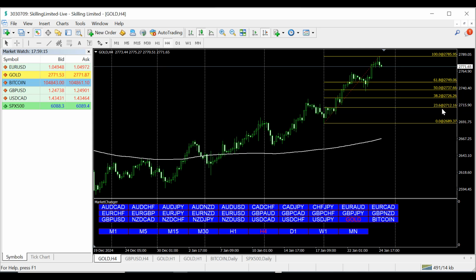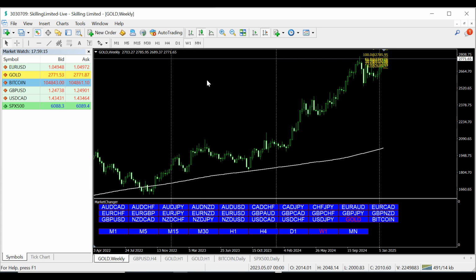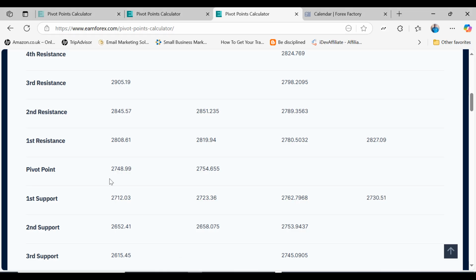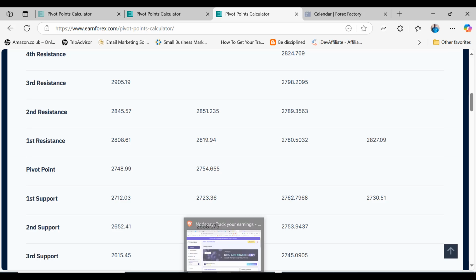So I think we have identified three levels: 2712.16, then we have 2737 and then 2749. Then if you want to sell, let me switch this to weekly and see the high here is 2800. Okay, it has not even got to 2800. So there's a possibility that gold could actually record a new all-time high of 2,800 this week. Let's watch and see the possibility of that happening.